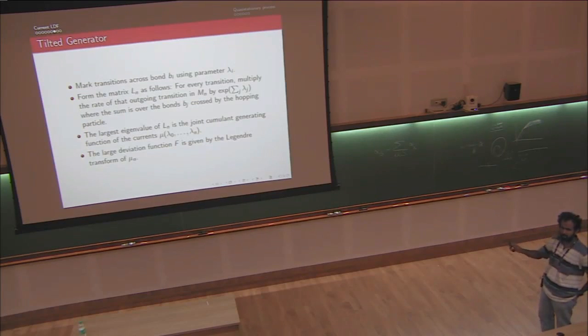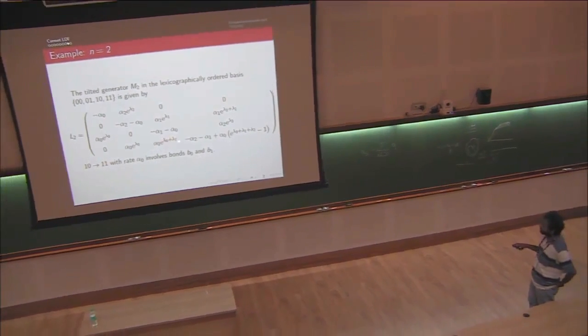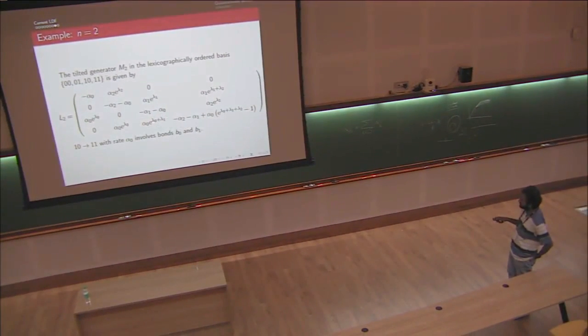You can take that as fact, a black box, and you just apply it. I mean, this is true for many classes of processes, and in particular it's true here. So in our case, the tilted generator is this. For example, for the system of size 2, there's a transition with rate alpha 0 where a particle enters from the left in configuration 1, 0. It hops over the first site and reaches configuration 1, 1. This involves both the left bond B0 and the middle bond B1. And so when I construct the tilted generator, I multiply it by e to the lambda 0 plus 1.